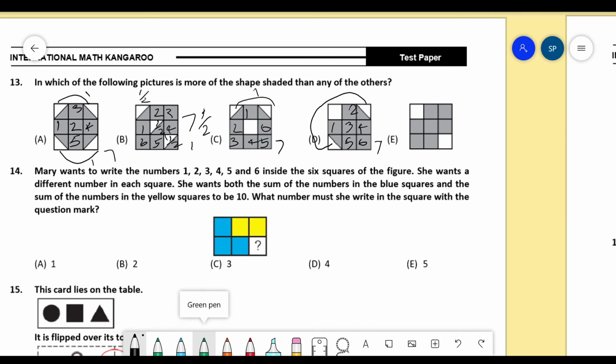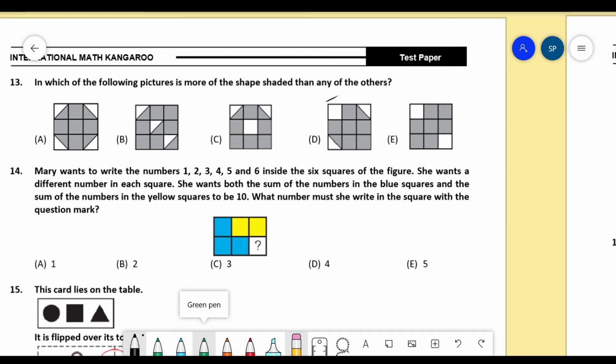And this one has all wholes, so it's probably easy to count. 1, 2, 3, 4, 5, 6, 7. This has 7. But all of them have 7, but only B has 7.5, which is still more than the others. So B is our answer.